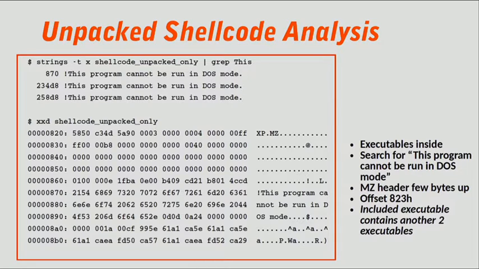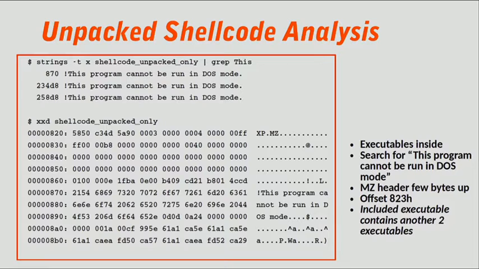So that's part of the PE header. So that basically means that somewhere in this shellcode there is executable code at those offsets. So 870 hex and 2348 and the other one. So great, executables are always great. We can run them, we can debug them easily.